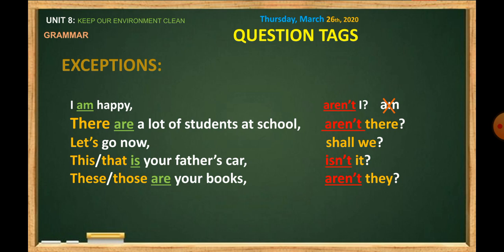For these and those, these becomes they. These becomes they. And those also. These are your books, aren't they? Those are your books, aren't they? Good.